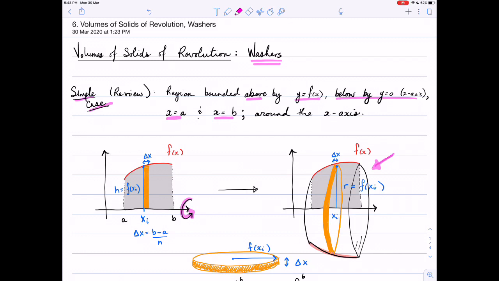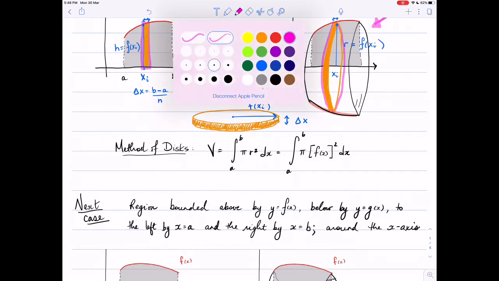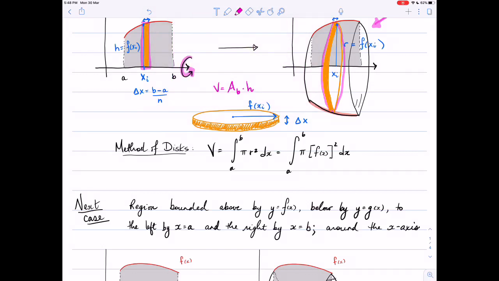And we looked at taking a single rectangle like this one here, spinning it around, creating a single disk. And we worked with the volume of a disk being the area of the base times the height. And we worked through a Riemann sum with this and took a limit and got this formula.